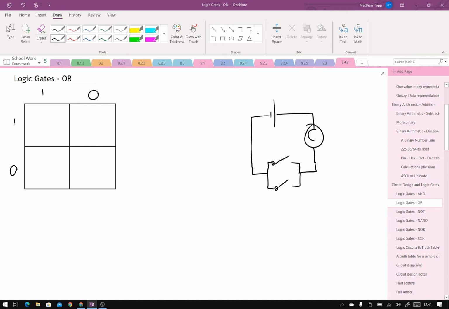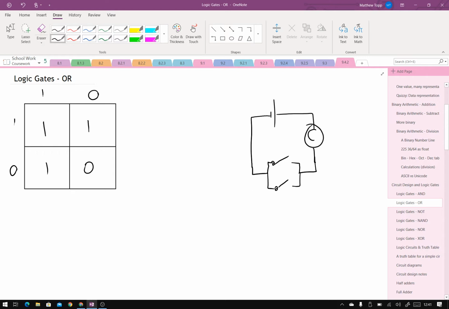If both of the switches are closed, what happens? Does the light turn on or not? It does turn on. If one of them is on? Yes. If both of them are open, what happens? No. So there's my OR gate. Okay?